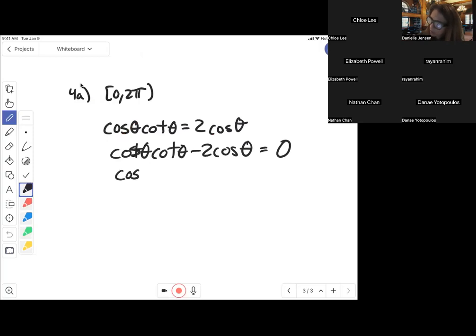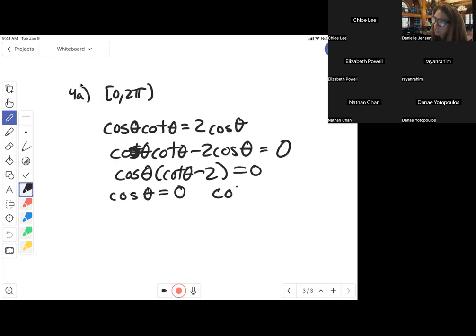Oops, that should be a cosine. So if I factor out a cosine theta, I'm left with cotangent theta minus 2. Once it's in factored form, it has to have 0 on one side. The only way something's 0 is if one of the factors is 0. So you've got cosine equaling 0 and cotangent being 2. And when is cosine 0? It's when x is pi over 2 and 3 pi over 2, because I asked between 0 and 2 pi.